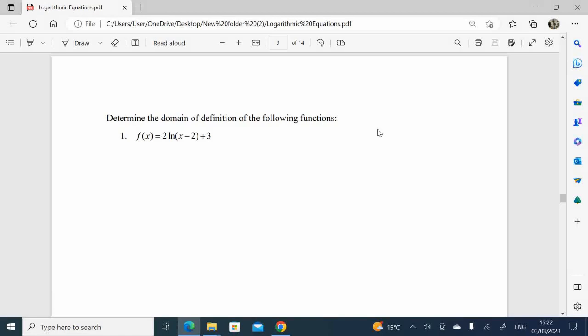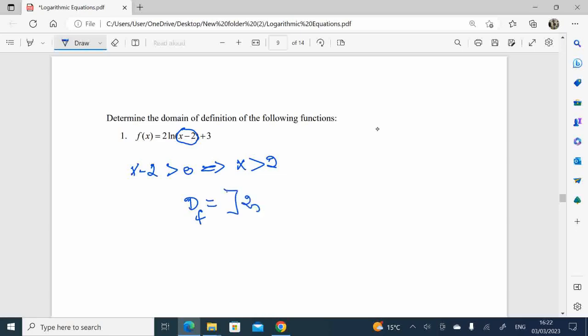In order to find the domain for this function, I need first to set the condition for this function to be defined. As you can see here, I just have this x minus 2 inside ln. So the condition here will be x minus 2 should be strictly positive. This implies x should be strictly greater than 2. So my domain for f will be D of f, which is all values strictly greater than 2. It means open at 2 till plus infinity. So this is the domain for the first function.